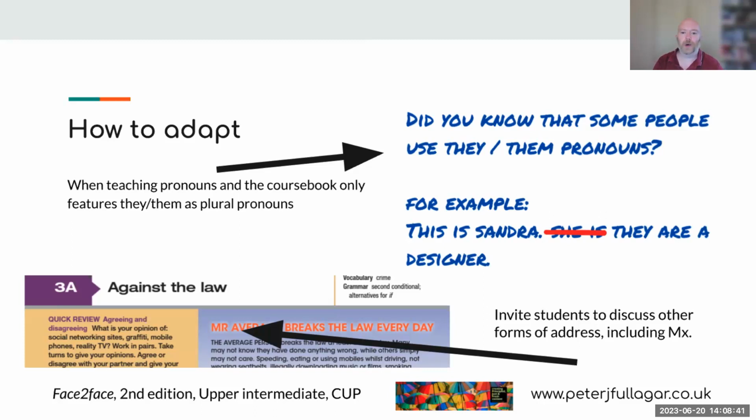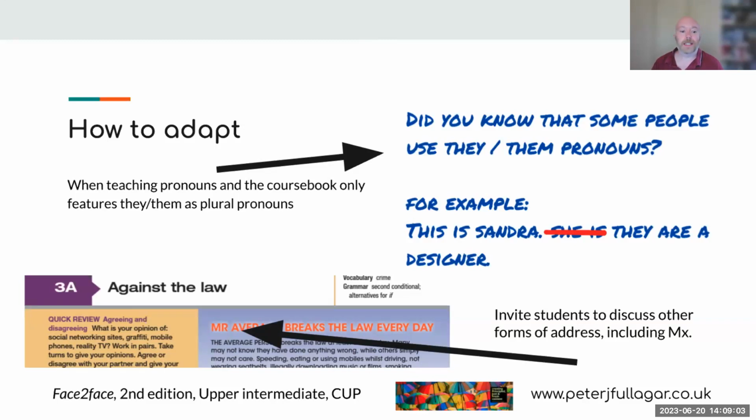So this is whoever, and cross out she or he and put they are a designer, because this does exist and non-binary people exist and non-binary people are valid. And so we need to be able to demonstrate to our students that all identities are valid in this way.